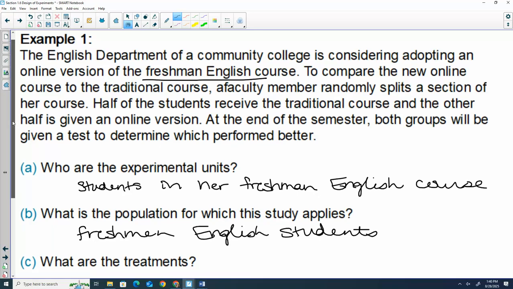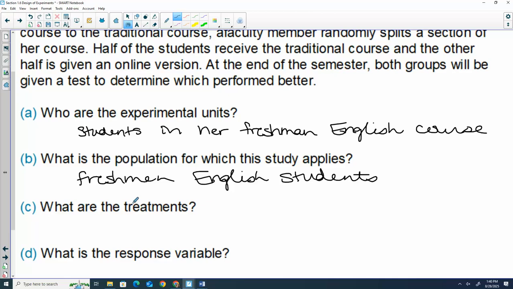Okay, the treatments. Treatments are whatever we are manipulating. What's the treatment that we're doing in this?